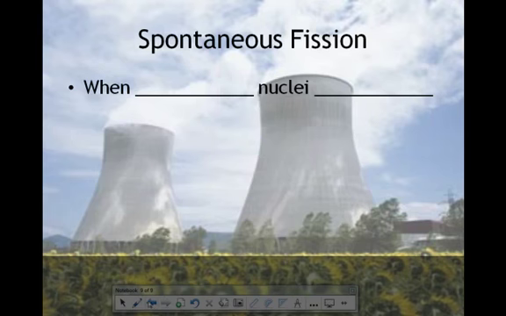Well, let's look at an important process called spontaneous fission. Any of these decays that we've been talking about where a large nucleus breaks down into a smaller nucleus is considered to be a fission reaction. So this is when large nuclei break apart or split. That's what fission is. And I've got a diagram here to show us what that would look like in a pretty common reaction. Here we go.